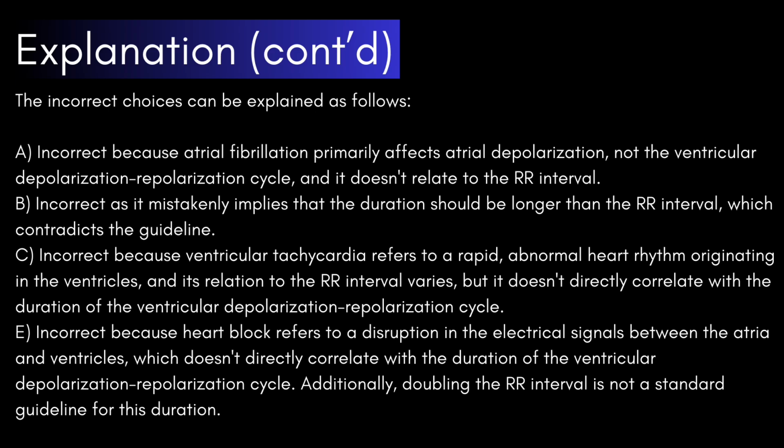E, incorrect because heart block refers to a disruption in the electrical signals between the atria and ventricles, which doesn't directly correlate with the duration of the ventricular depolarization-repolarization cycle. Additionally, doubling the RR interval is not a standard guideline for this duration.